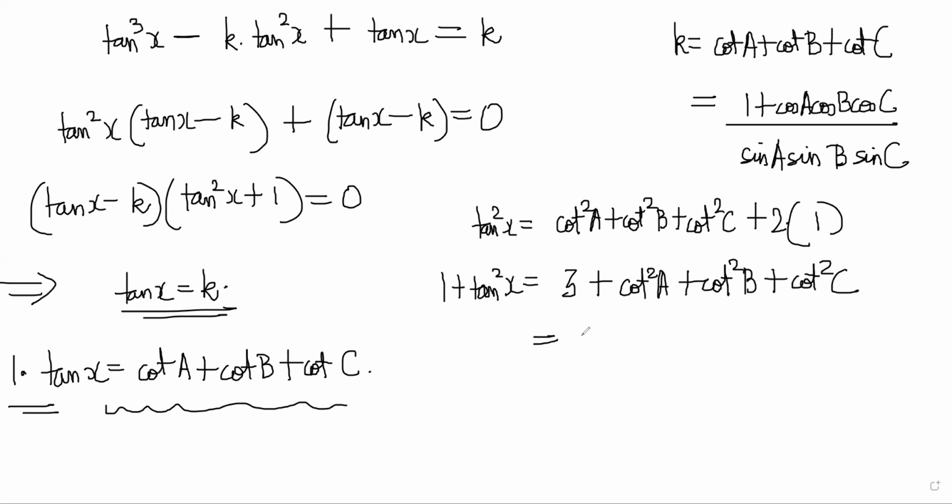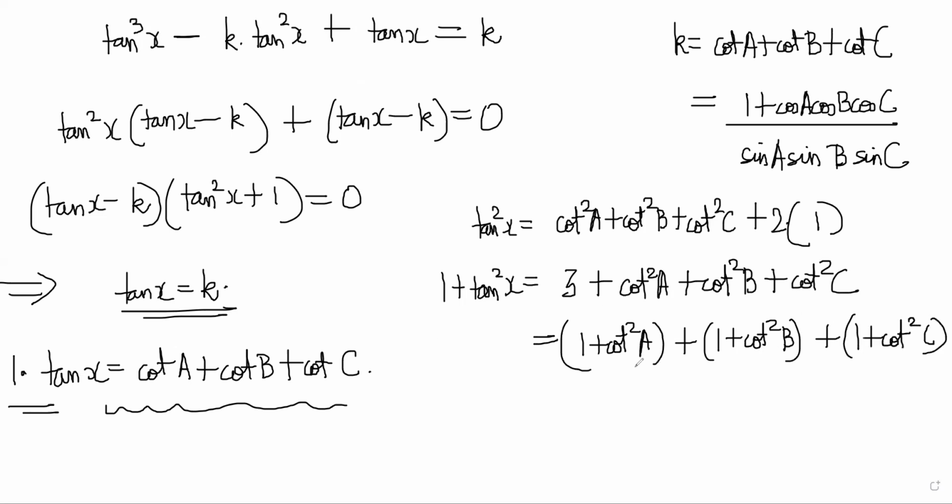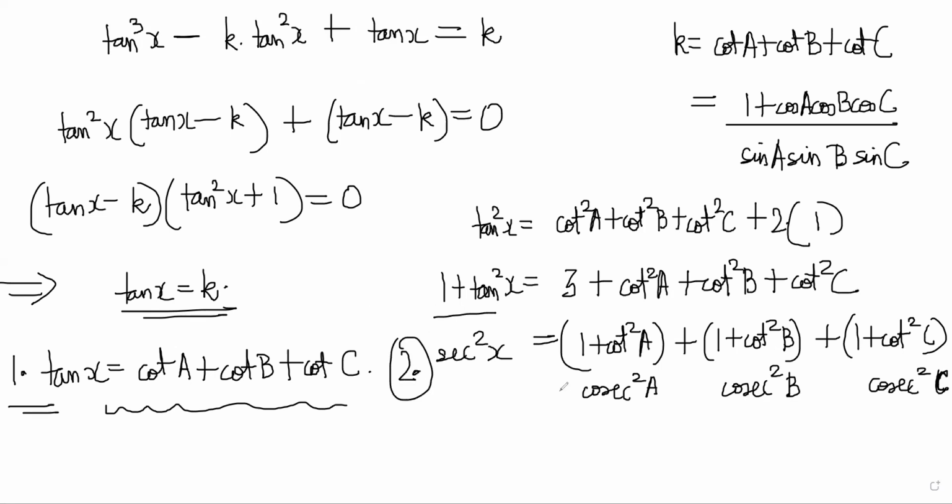And that can be written as 1 plus cot square A plus 1 plus cot square B plus 1 plus cot square C. And this side becomes sec square x. And this becomes cosec square A by identity, and cosec square B and cosec square C. So this is the second identity that we are asked to prove. This plus this plus this, right?